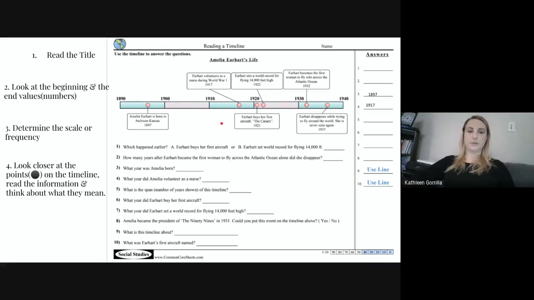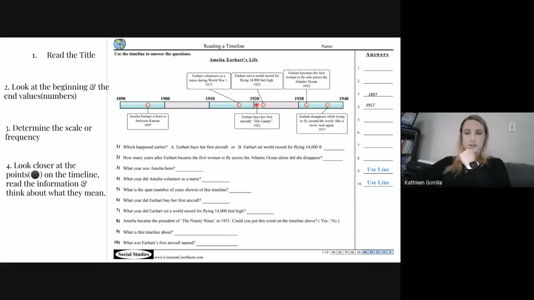And then the last step, usually when we're working with timelines, is we're going to answer some questions about them. So let's look at number 1. Which happened earlier? A, Earhart buys her first aircraft, or B, Earhart set world record for flying 14,000 feet. So I'm going to look at my timeline and see, where does she buy her first aircraft? So that was when she was born. This is when she volunteered as a nurse. This says Earhart buys her first aircraft. Okay, so she bought her first aircraft in 1921, and I just came across that dot.